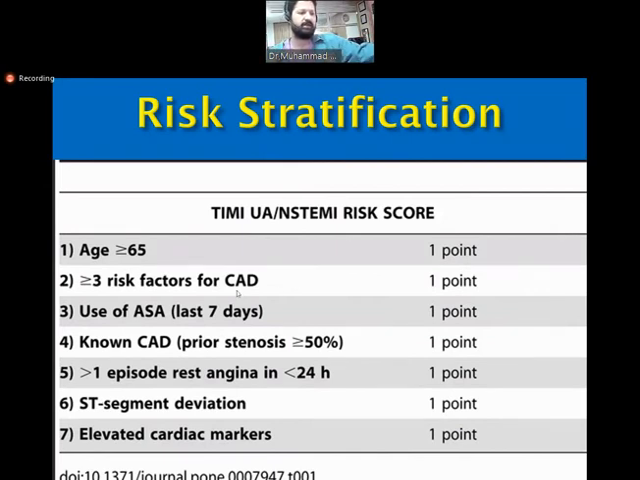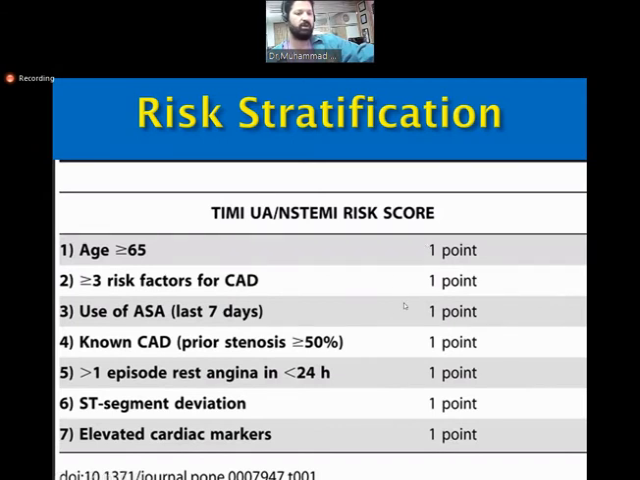It has 7 parameters: age, risk factors for coronary artery disease, aspirin use in the last 7 days, previously known coronary artery disease, more than one episode of angina in less than 24 hours, and ST segment deviation in ECG or elevated biomarkers. If they have it, score 1. If they don't have it, score 0.